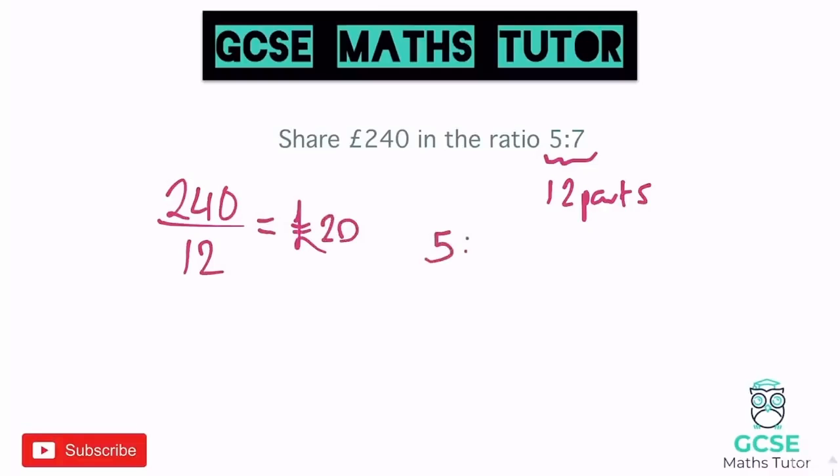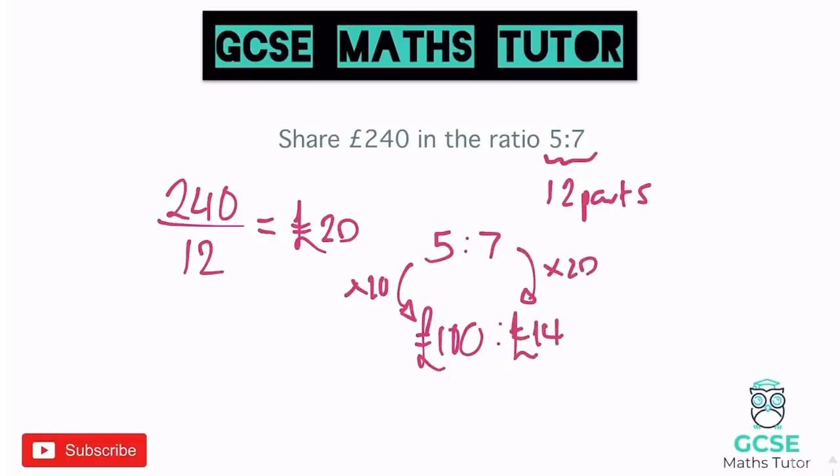Now there was 5 parts and 7 parts, so those 5 parts are going to be 5 lots of 20, which would be £100, and the other part was 7 parts, and that times 20 would give us £140. So splitting it in the ratio 5 to 7 gives us 100 to 140. The last little check you can do here is to add these two together, just to make sure you do get that £240 that you started with. So we're happy with that as a final answer.